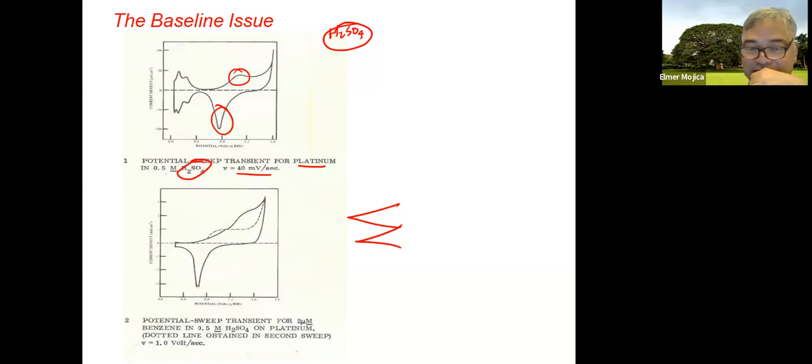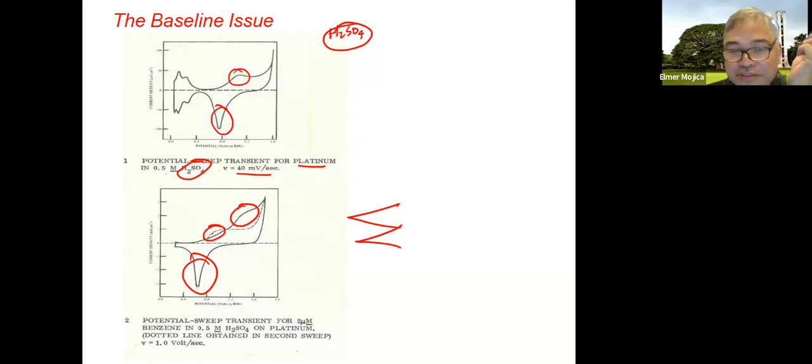So we could say that on the second sweep, you don't have this anymore. That's the only explanation that you have. Why? Because you don't see this peak here. What you have instead is another peak that is reduced at this potential. But there's no more peak when you oxidize the system.